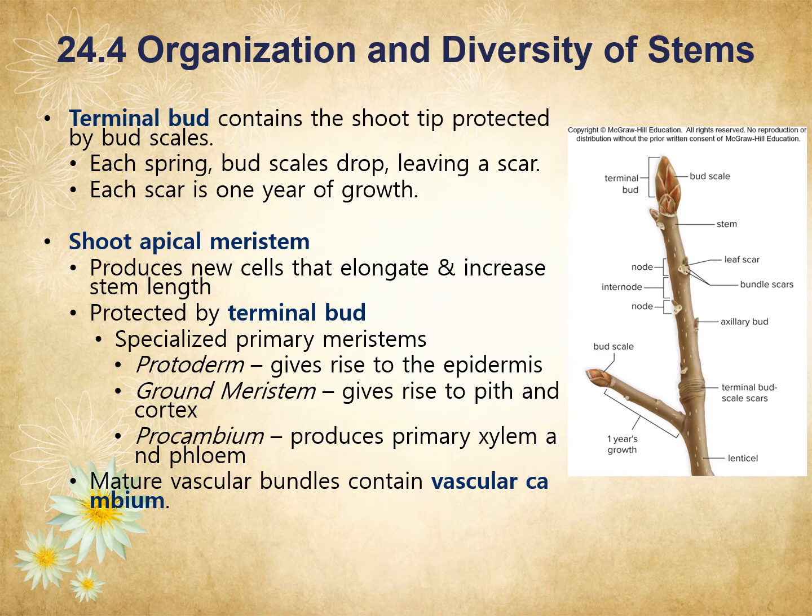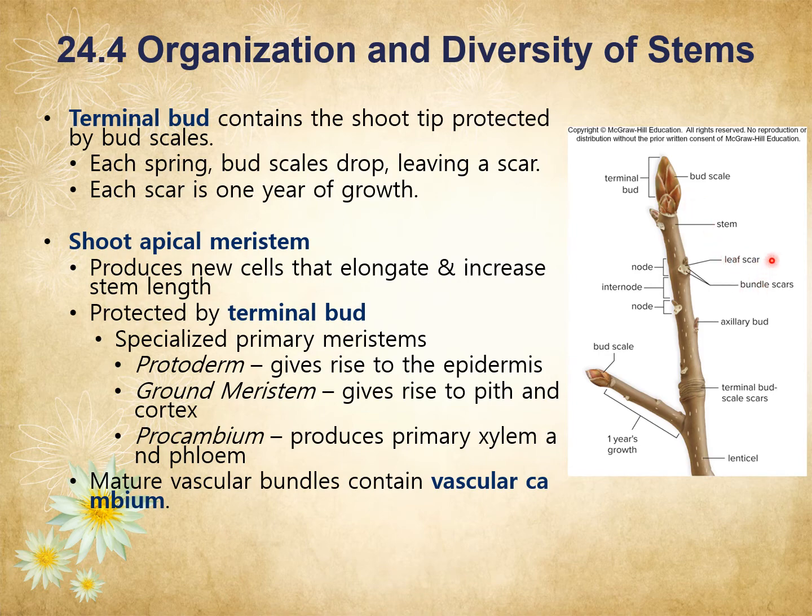Okay, so the next subtopic will be 24.4, which is organization and diversity of stems. A stem carries leaves and flowers and supports the plant's weight. A stiff stem rising upward against gravity is an ancient adaptation that allowed plants to move into terrestrial habitats. So let's have a look at the anatomy of a woody twig here. The terminal bud contains the shoot tip, which is protected by the bud scales. Each spring, the bud scales drop and leave a scar. Each scar is one year of growth.